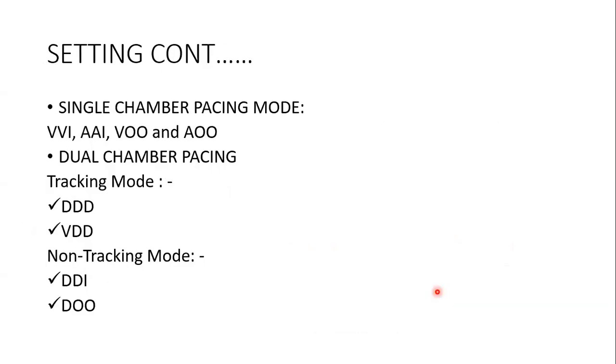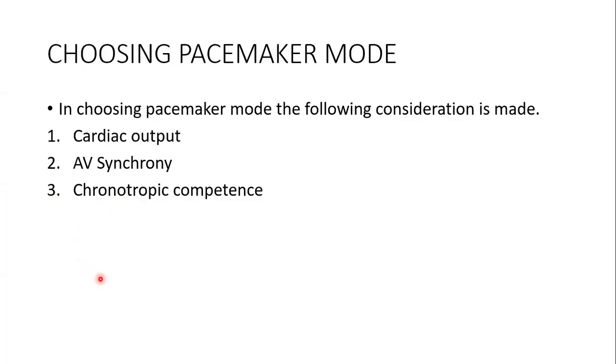So the pacing can be single chamber, just as I explained earlier. The single chamber pacing modes are VVI, AAI, VOO, and AOO. Then we have the dual chamber pacing, which can further be divided into tracking modes, which are the DDD and VDD, and we have the non-tracking, which is the DDI. Then we have the DOO.